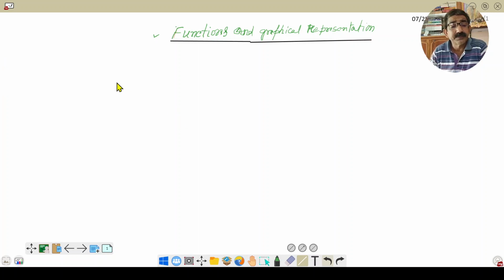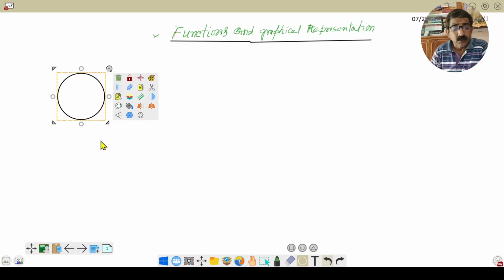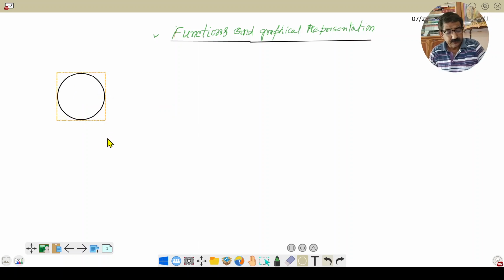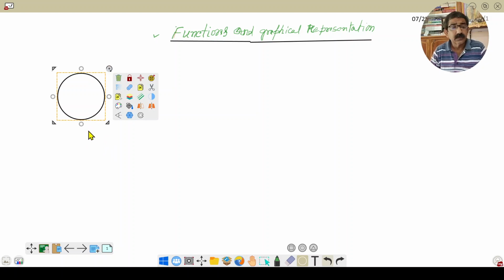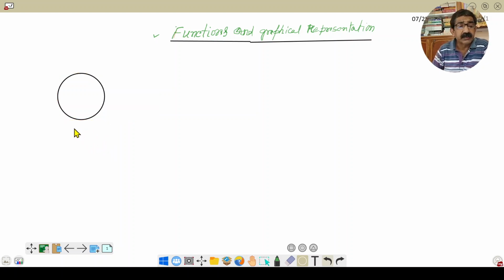Let us consider this circle. This is a circle of radius 1.7 centimeter. R is equal to 1.7 centimeter.